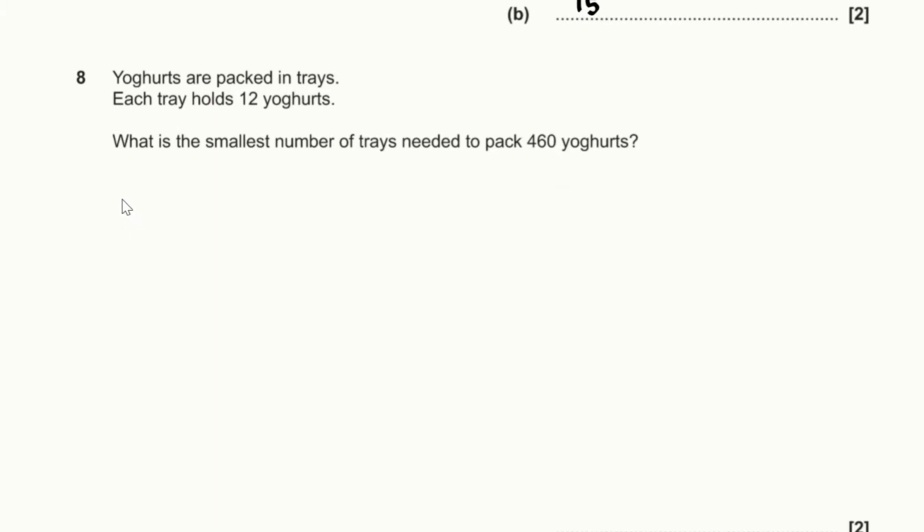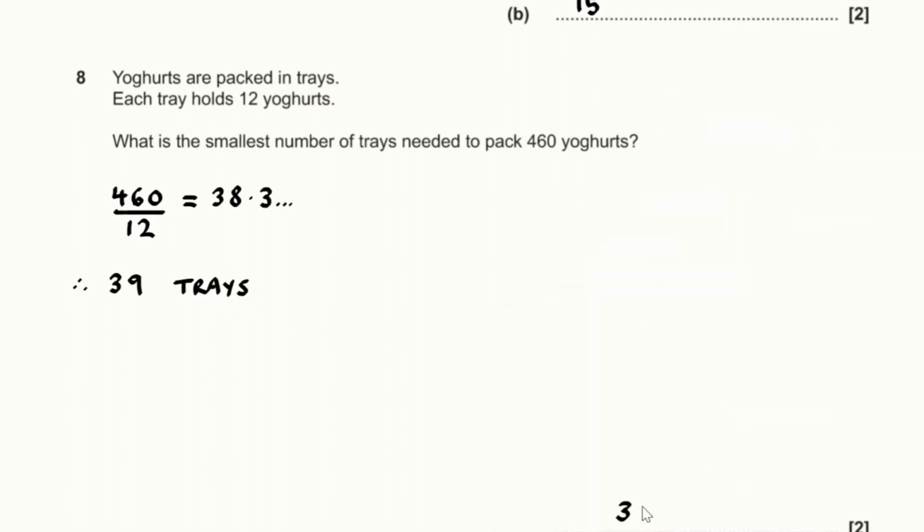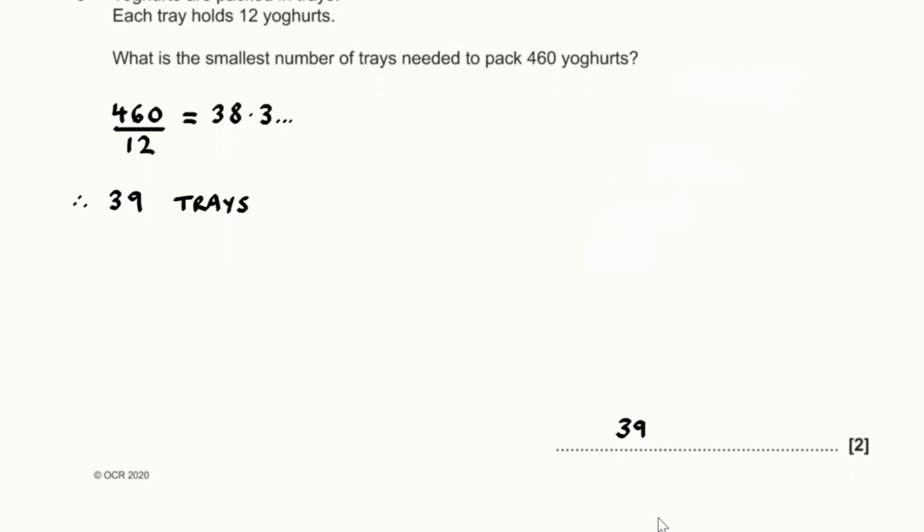Well, to do this, we need to do 460 divided by 12. So if I work this out, it turns out we get 38.3, etc. And therefore the smallest number of trays we would have is 39 trays. So we have 39 trays.